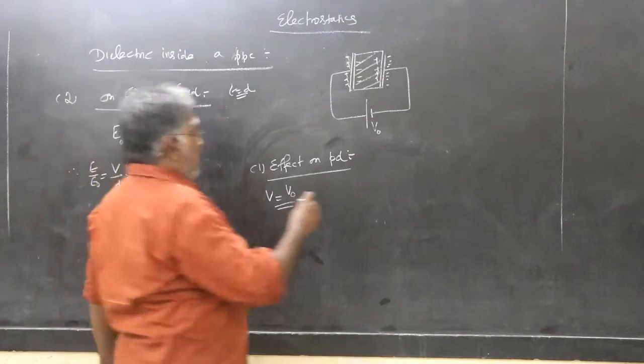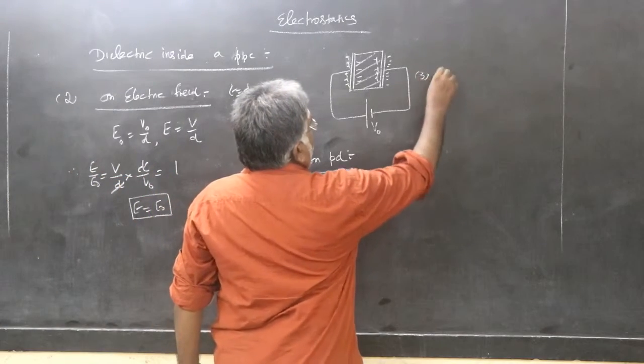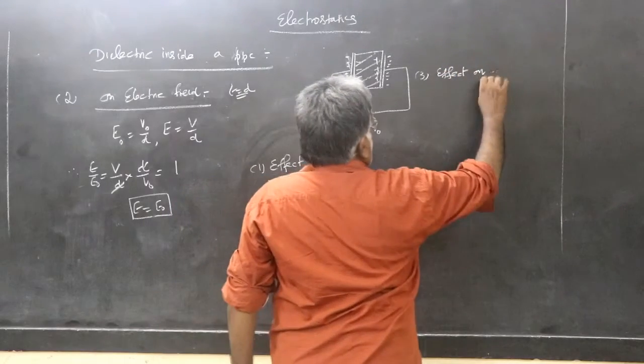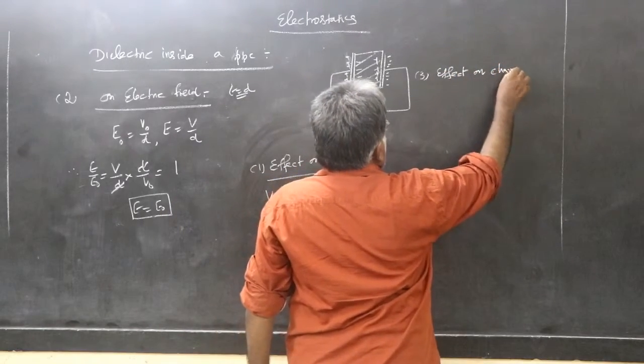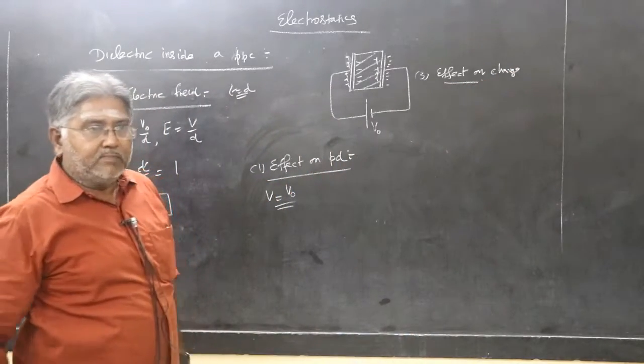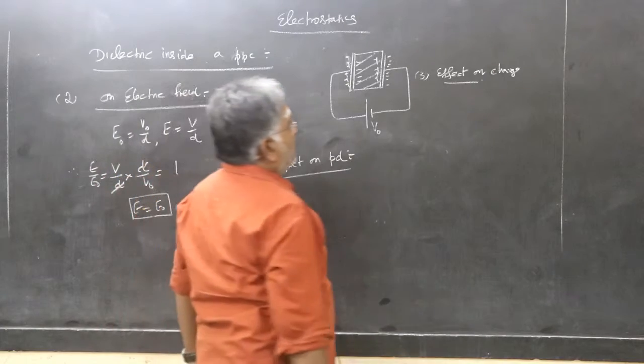So the next one is effect on charge. Charge means charge on the capacitor plate.